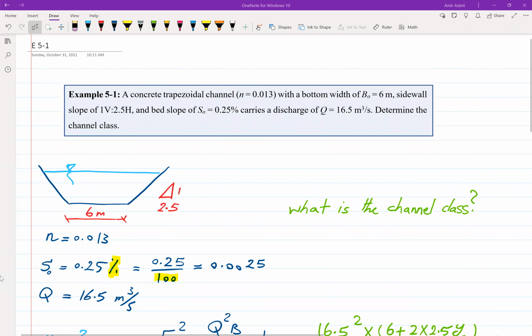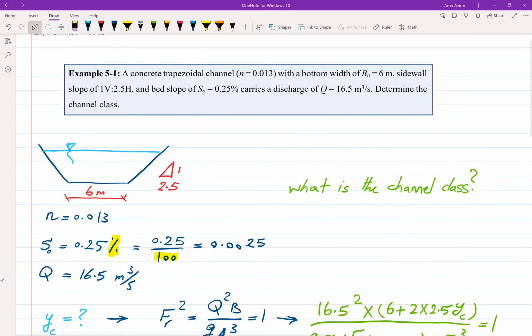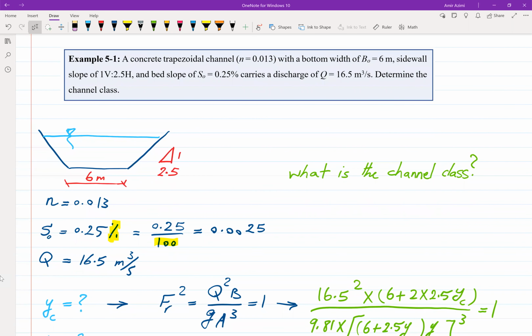Okay, example 5-1 is about a concrete trapezoidal channel with a Manning constant of 0.013 and with the bottom width of B0 equal to 6 meters. The sidewall slope is 1 vertical to 2.5 horizontal, and the bed slope S0 is 0.25%. It carries a discharge of 16.5 cubic meters per second. The question asks to determine the channel classification.